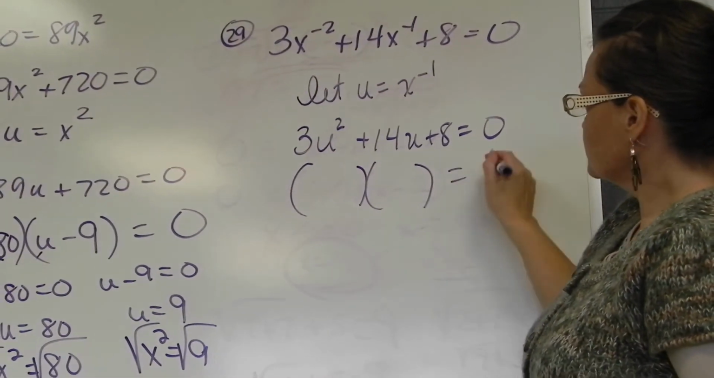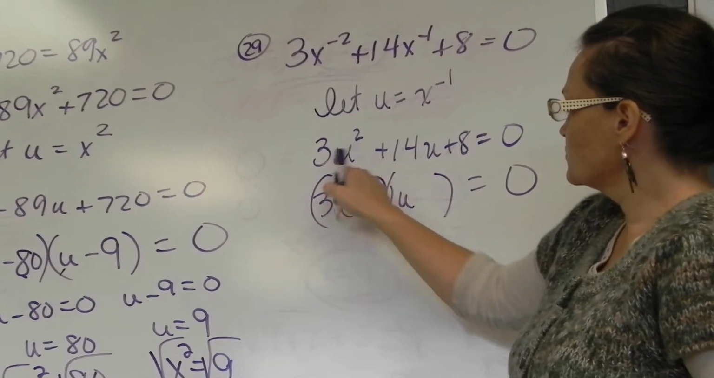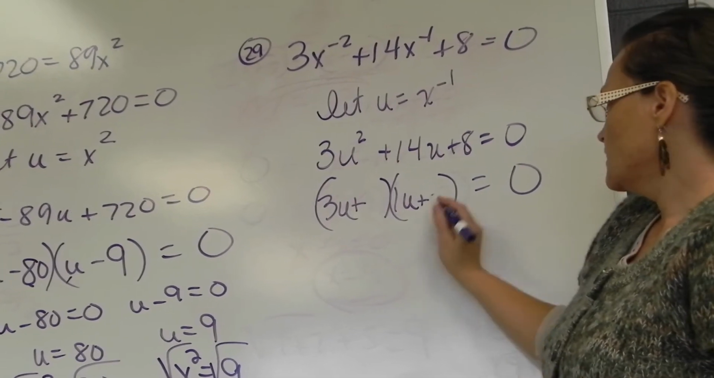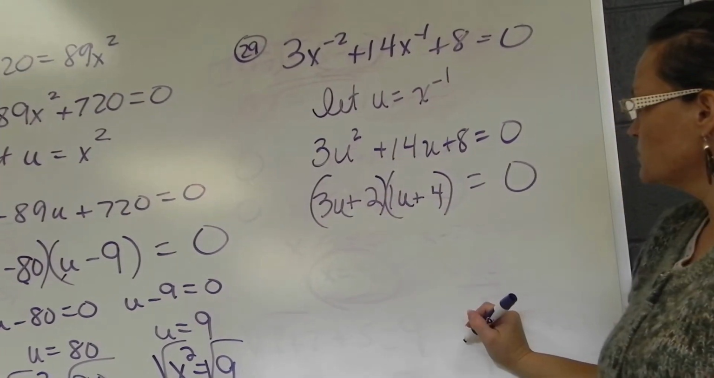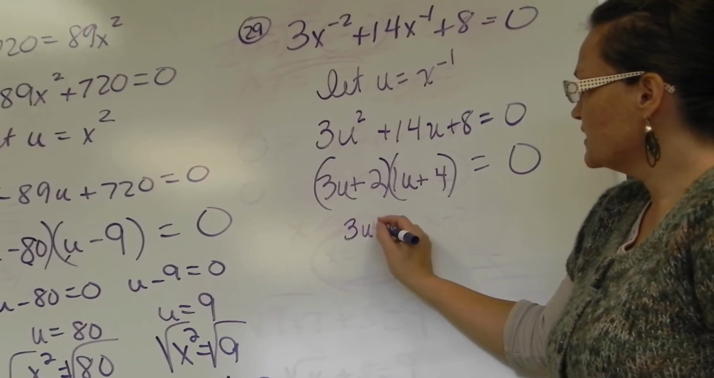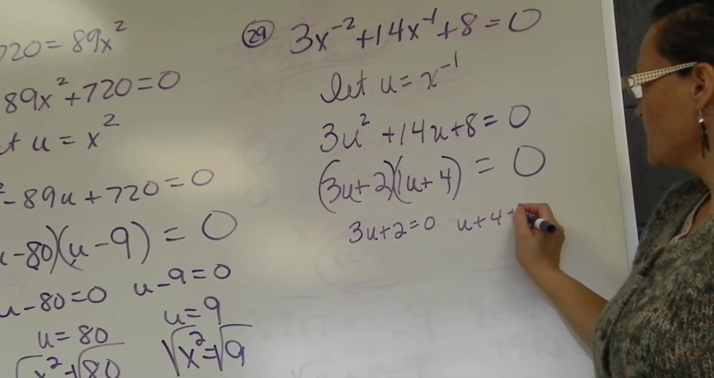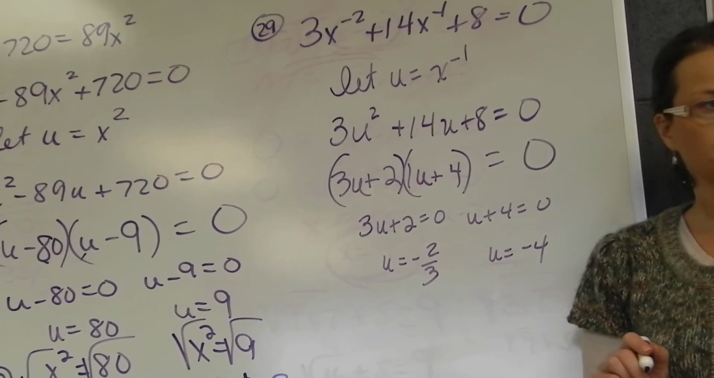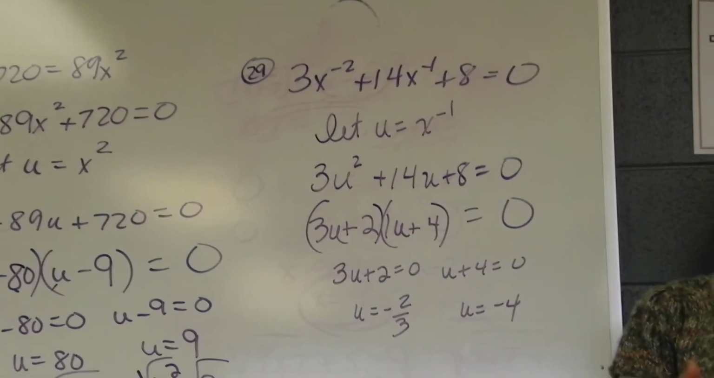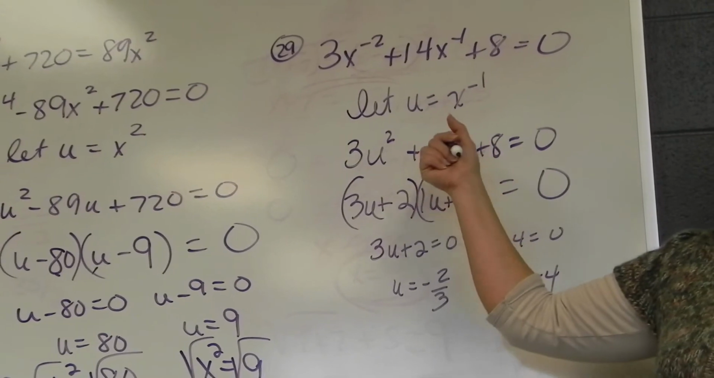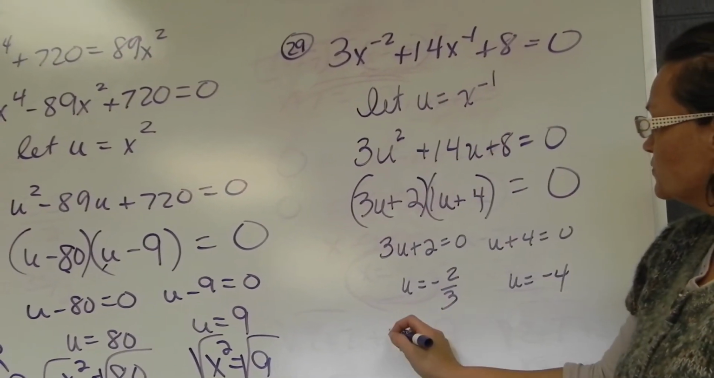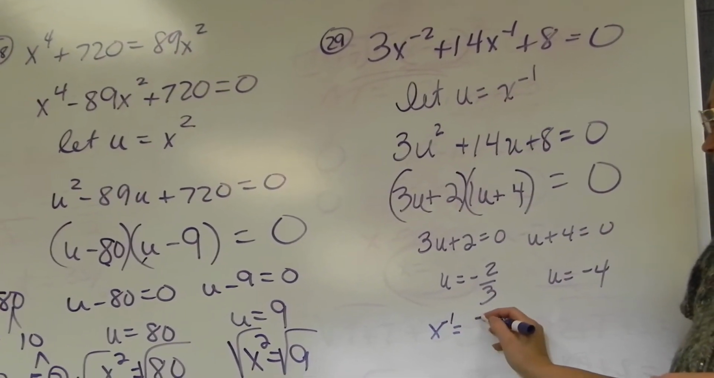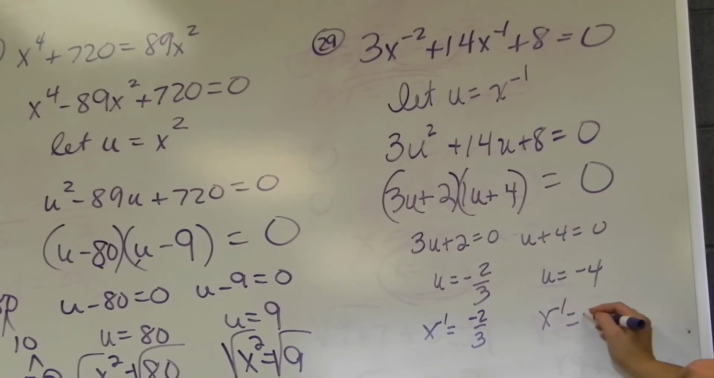This will factor. 3u times 1u is 3u squared. I need plus plus to get a plus on the end and a plus in the middle. I'm thinking 4 times 2 will give me the right middle term. Then set each factor equal to 0. That gives you 2 solutions of negative 2/3 and negative 4. And then, like I said, you have to undo what you were standing your variable in for. The u really stood for the variable x to the negative 1.